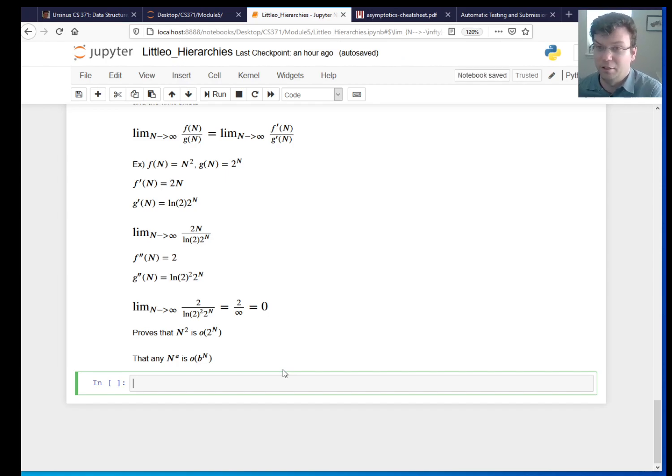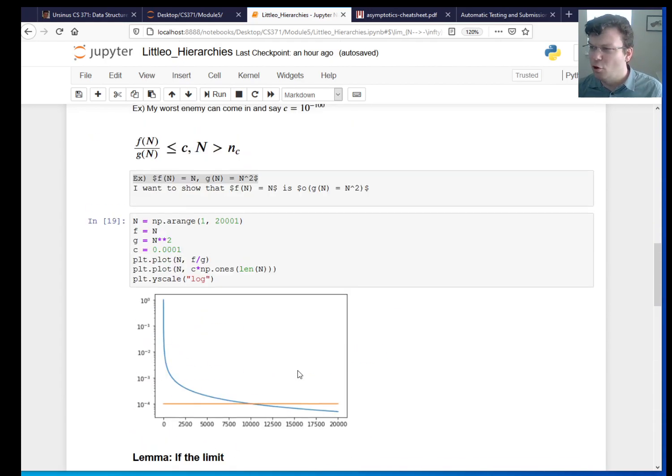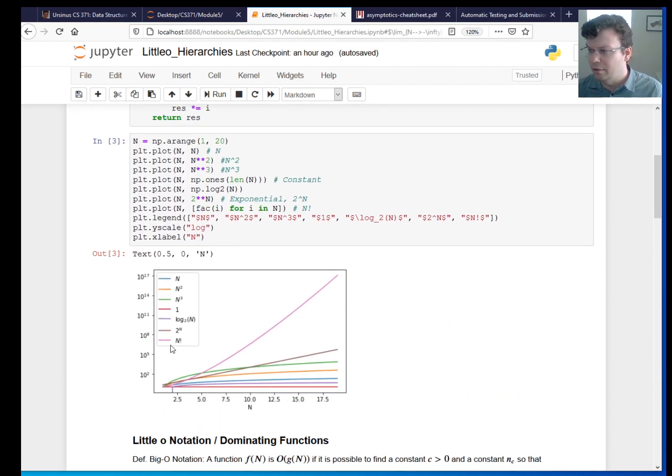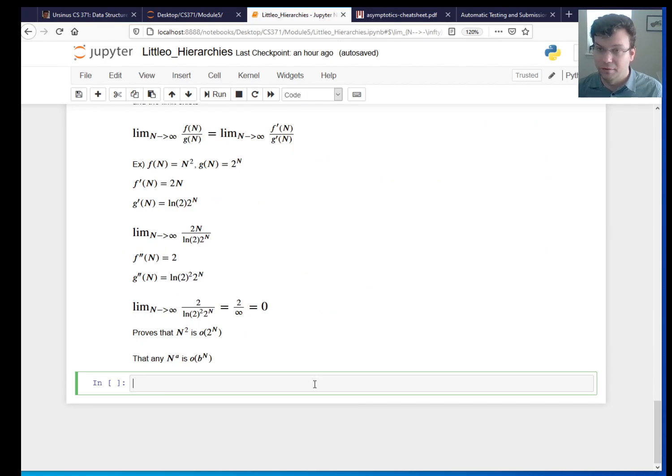N to the 1,000,000 seems like it grows really fast. But what we managed to prove actually is that any exponential will eventually dominate any monomial. So that's interesting. It's a little harder to prove, and I'm not going to prove now that actually the factorial dominates all of them. But this is the rigorous framework for showing this.